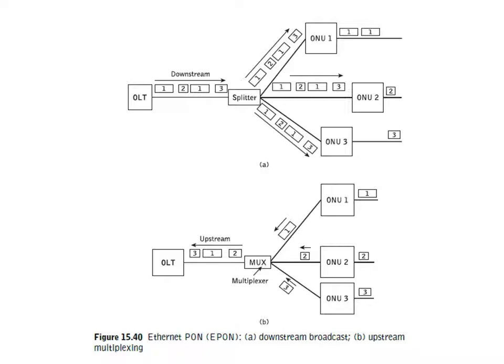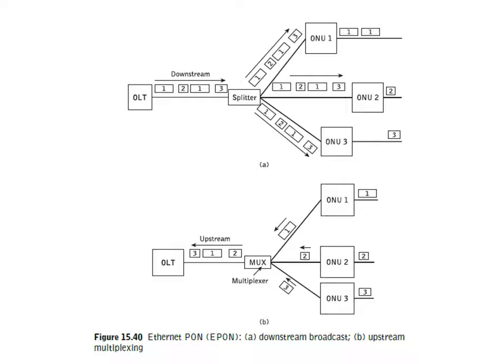At the splitter, the traffic is coupled to three separate fibers, each carrying all the same traffic. When the data reaches the ONU, it accepts the packets that are intended for it and discards the remaining packets. For example, ONU 1 receives packets 1, 2 and 3, and packets 2 and 3 are discarded. Similarly, ONU 2 and 3 receive their intended packets 2 and 3 respectively.